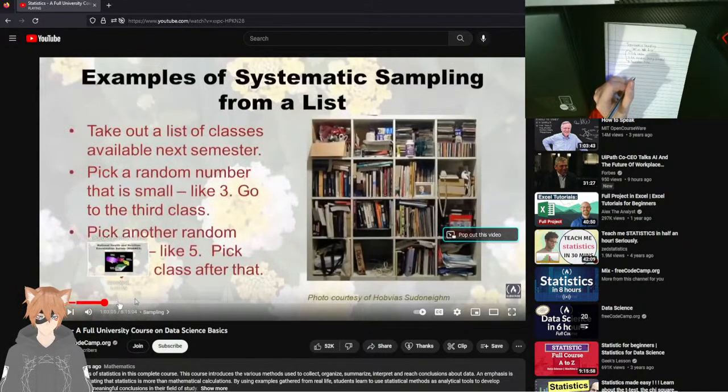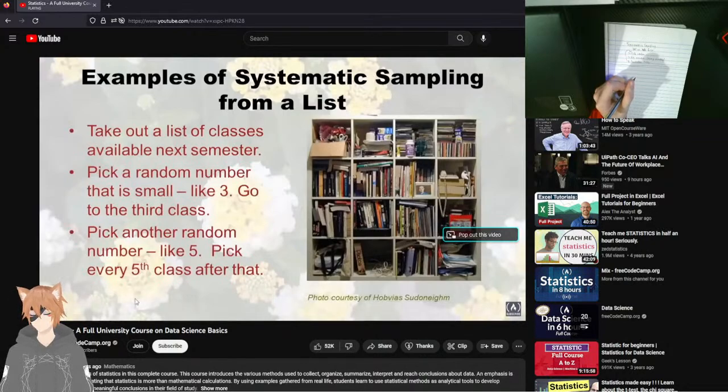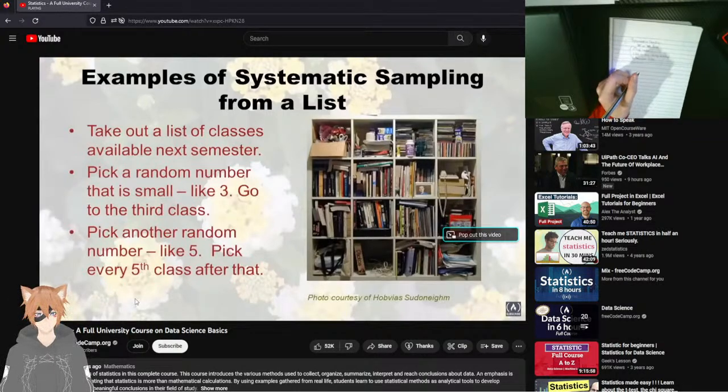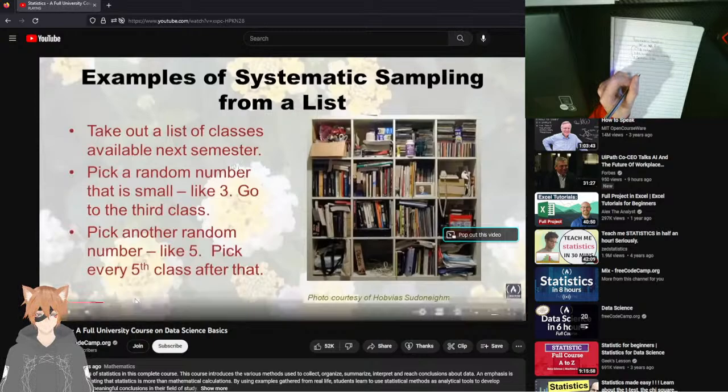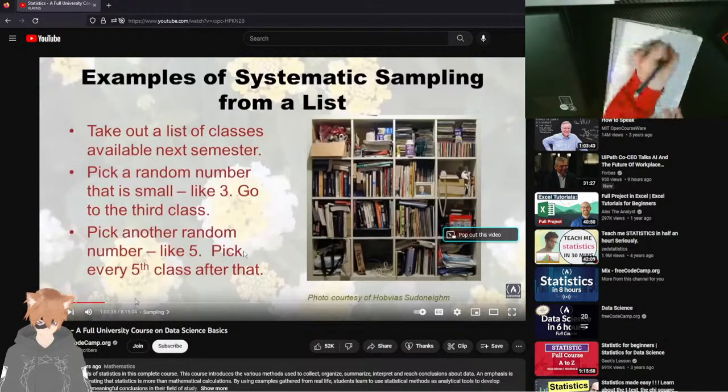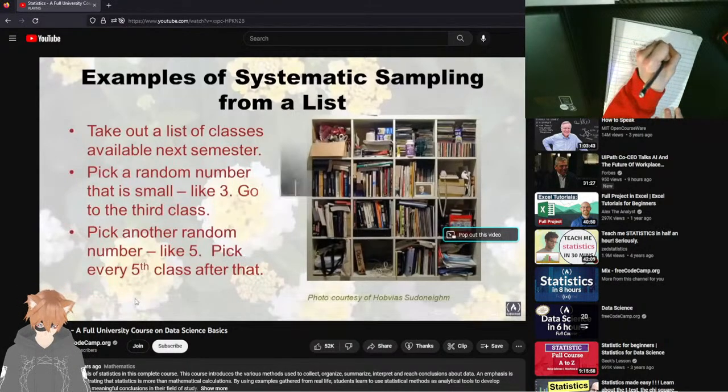So you could do this with classes. You could take your classes at college next semester. Just pick a random number like 3. So you go to the third class and you circle that. Then you pick another random number like 5, and then after that you pick every 5th class. So after the third one you go 4, 5, 6, 7, 8, and then 9, 10, 11, 12, 13, and you keep picking classes. Okay, this is not career advice, okay? Do not pick your classes that way. This was just an example.